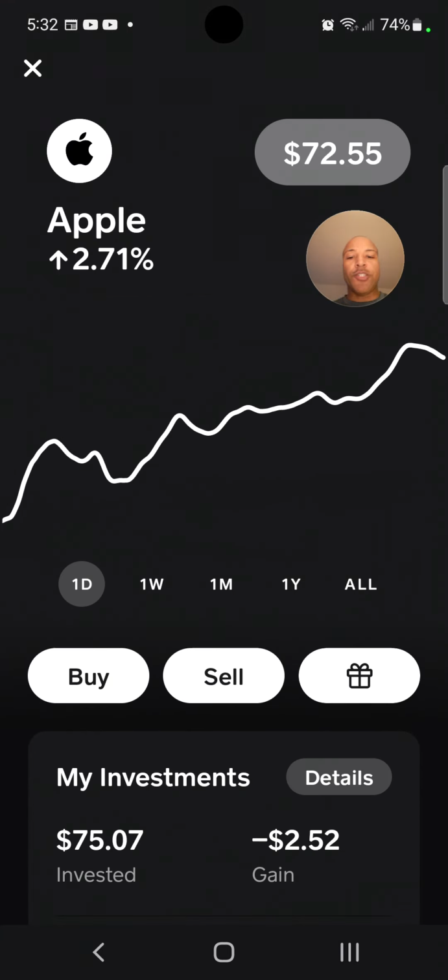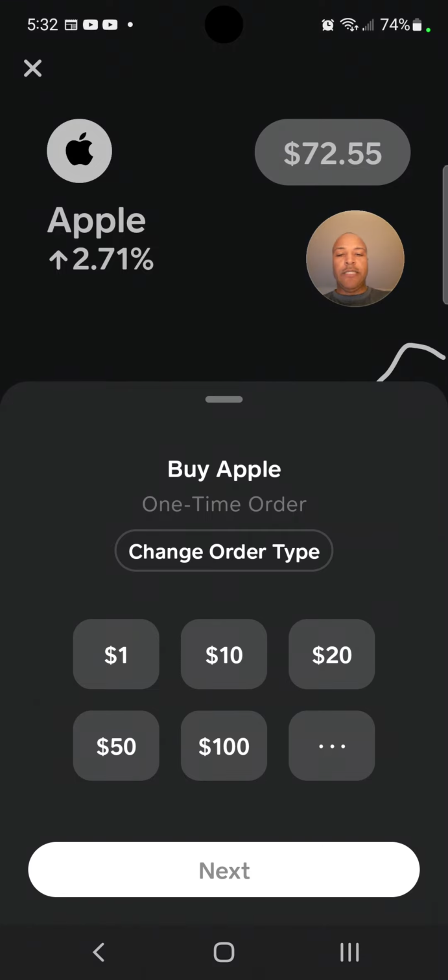So let me come up here and show you what you do in Cash App. Again, Cash App investing. Now I'm in Apple. I'm going to hit that buy tab right there. Then I'm going to hit $1. And this is going to put an order in to purchase $1 worth on Monday morning at opening bell. So I'm going to hit that $1 and then hit next.